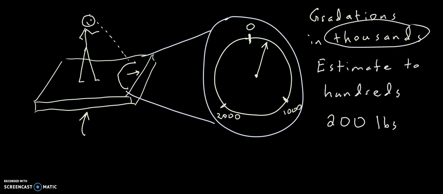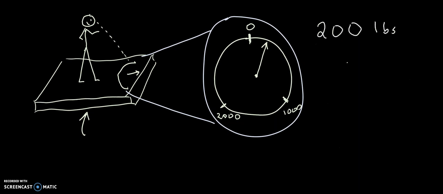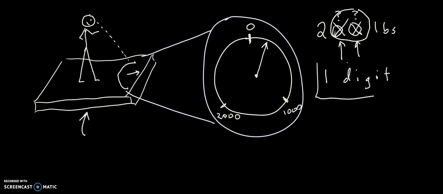Recording the data to one place past the gradations, we would estimate to the hundredths position and we'd record this weight as 200 pounds. Now the 2 for the 200 is estimated, but the zeros, we have absolutely no idea what we have in the tens or ones position because the gradations on the device do not allow us to record such data. The zeros that we don't know what they are would not count as digits, so we would say that this number has only one digit in it, the 2.